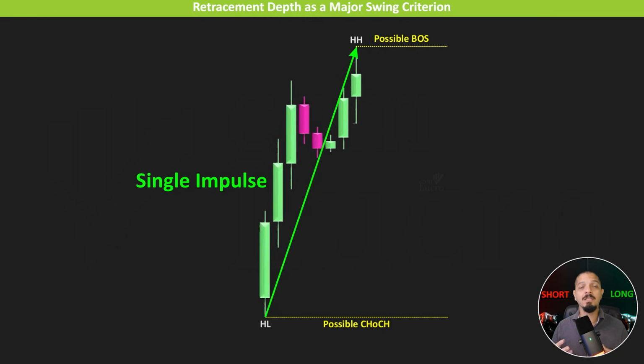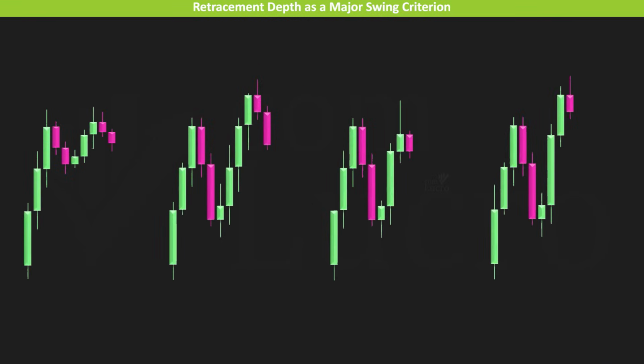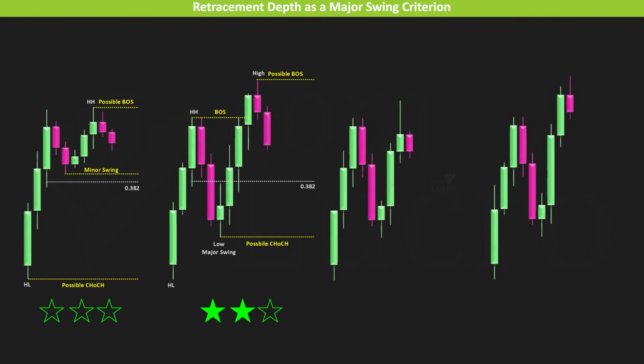If this condition is not met, the move is treated as one continuous impulse and cannot be used to define a major swing. Now take a look at these examples. In the first case, none of the criteria we covered are present, so this level is classified as a minor swing. In the second case, we have a break of structure and a valid retracement, but no imbalance. For that reason, it is labeled as a major swing with 2 out of 3 criteria met.